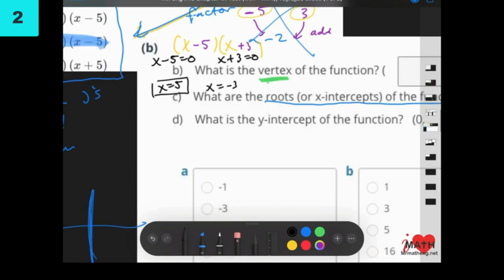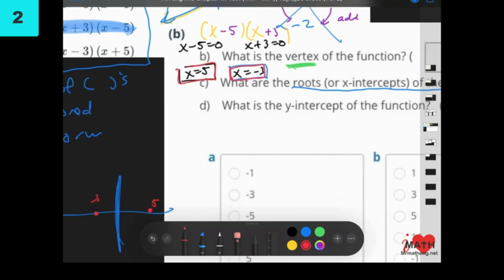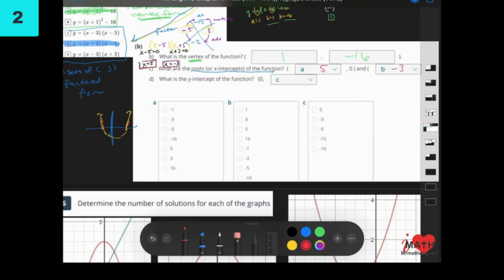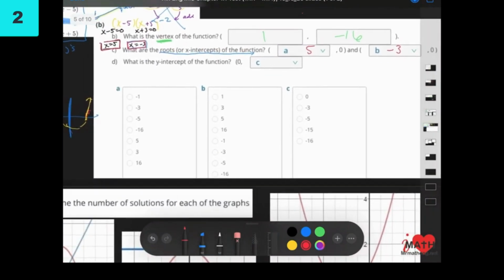Okay? So, let's use red. Okay, these are my two answers, 5 and negative 3. So your graph's doing something like this. Okay, so the red dots are our roots. I need to make sure that you can interchange them, right? You can have negative 3, comma 0, and 5, comma 0 to get full credit. Just want to make sure.